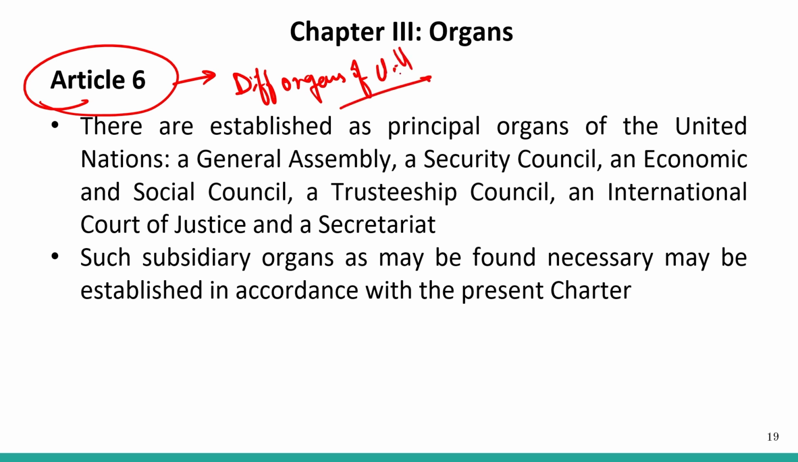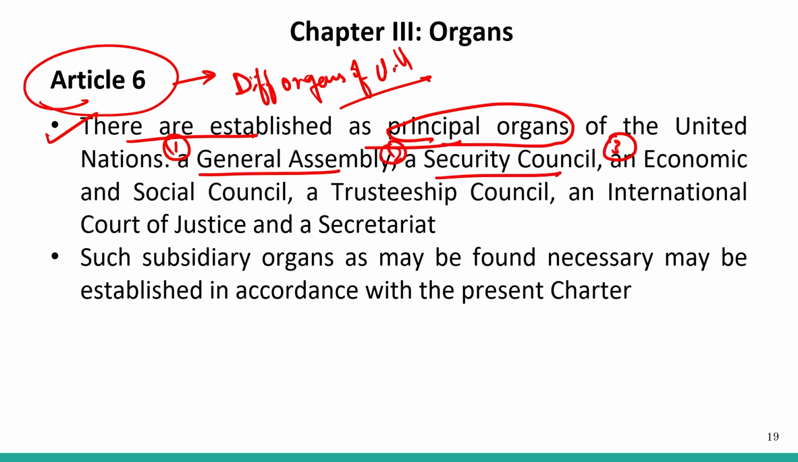So I suppose Chapter 2, which is talking about membership, is clear to each and everybody. If you talk about Chapter 3, which is talking about the organs, as you already know, there are different organs of the United Nations, and that has been enumerated under Article 6. Article 6 says that the principal organs of the United Nations are: first, the General Assembly; second, the Security Council; third, the Economic and Social Council; fourth, the Trusteeship Council; fifth, the International Court of Justice; and sixth, the Secretariat.